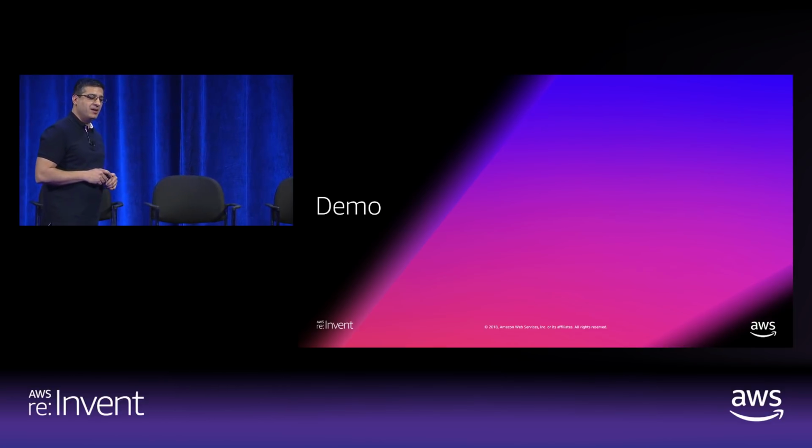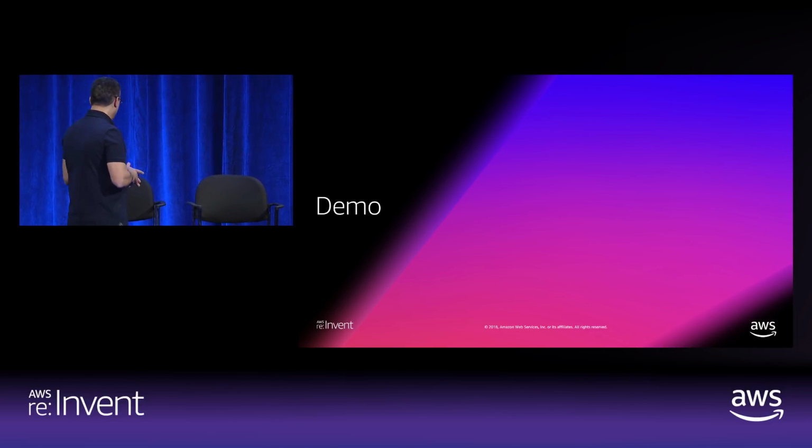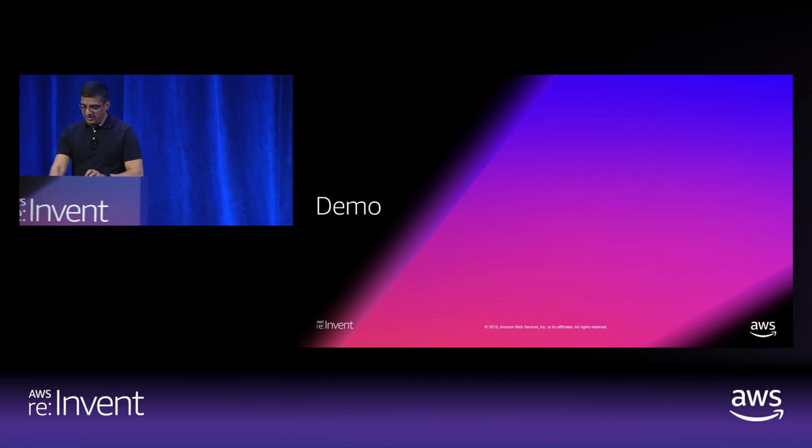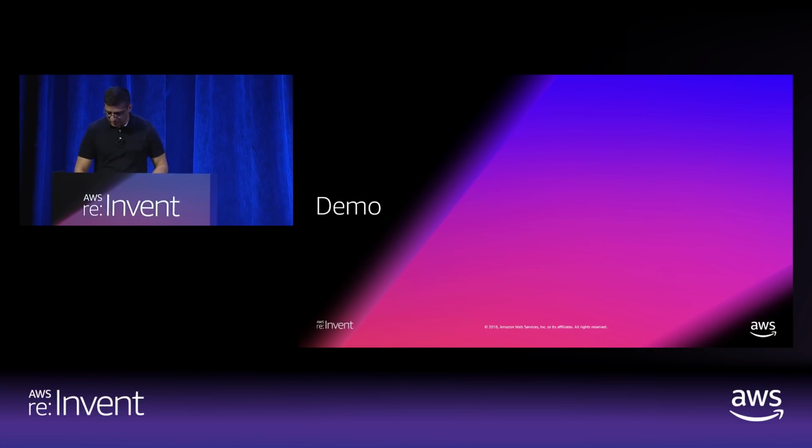Cool. So in this section, we will switch to our lab environment to do the demo that I promised you, with the migration of a sample workload from the on-premises VMware environment to the cloud. I'll just need a second here to connect to my lab environment.